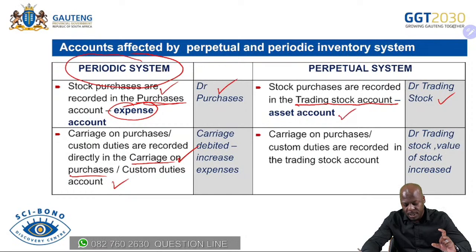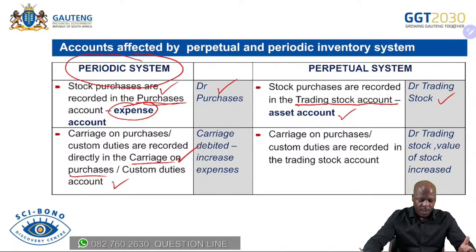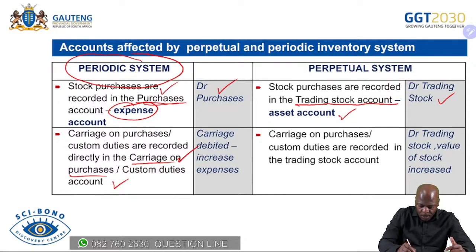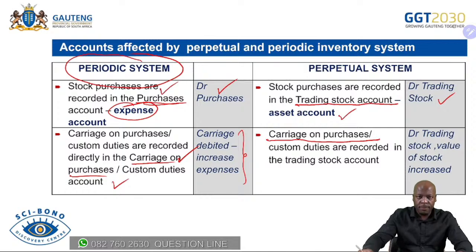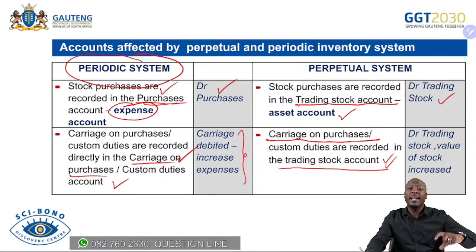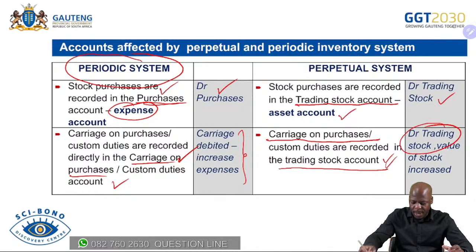I want you to follow this, very important. When you use the periodic inventory system and there is carriage on purchases, you will take the amount to your carriage on purchases, and if it is customs duty, you also take it to the customs duty account. Okay? In other words, you will have the expense account created, as you see here, and you will debit your carriage expense. But with the perpetual inventory system, when there is carriage on purchases, that amount is recorded in the trading stock account. Unlike the periodic, where you create an expense account, with the perpetual inventory system you debit your trading stock account, which therefore increases the value of your trading stock.